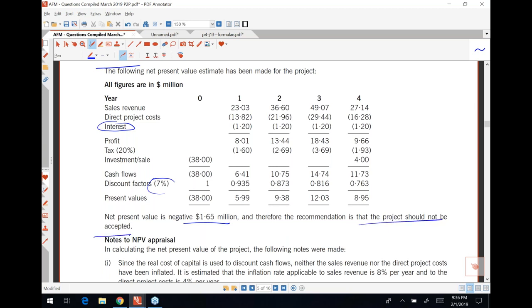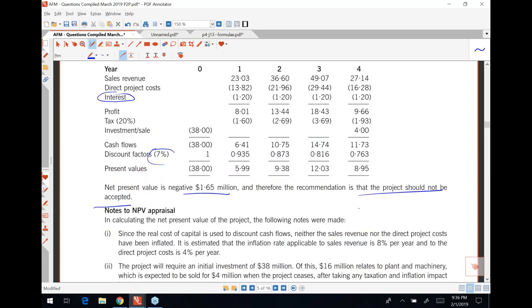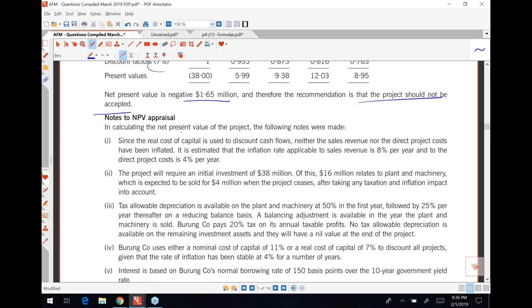Now, what exactly are the notes to the NPV appraisal of the project? It says in calculating the NPV, the following notes were made. Since the real cost of capital is used to discount cash flows, neither the sales revenue nor the direct project costs have been inflated. It is estimated that the inflation applicable to sales is 8% per year and to the direct project cost is 4% per year.